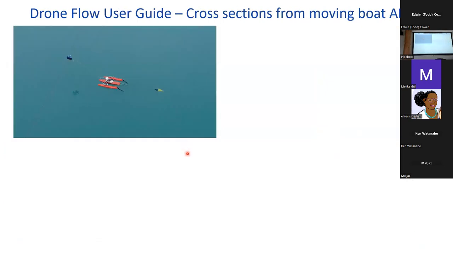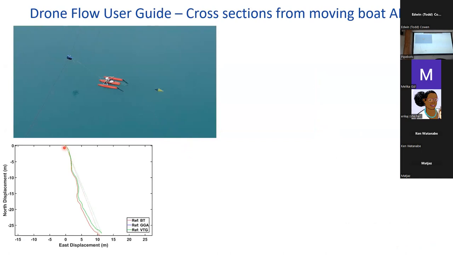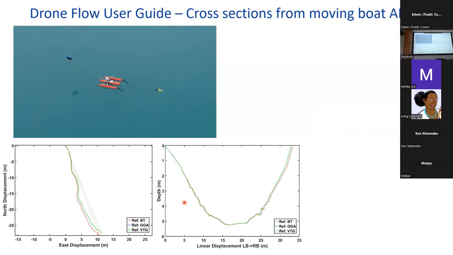The user guide also includes information about how to obtain cross sections for moving boat ADCP gaugings. If measurements occur across the cross section and are then referenced using bottom track or VTG, for example, they're projected onto a cross section that's defined between the start and end points of the transect. The cross section can then be visualized with the distance references that are available, and it's common to see some discrepancy between distance references.